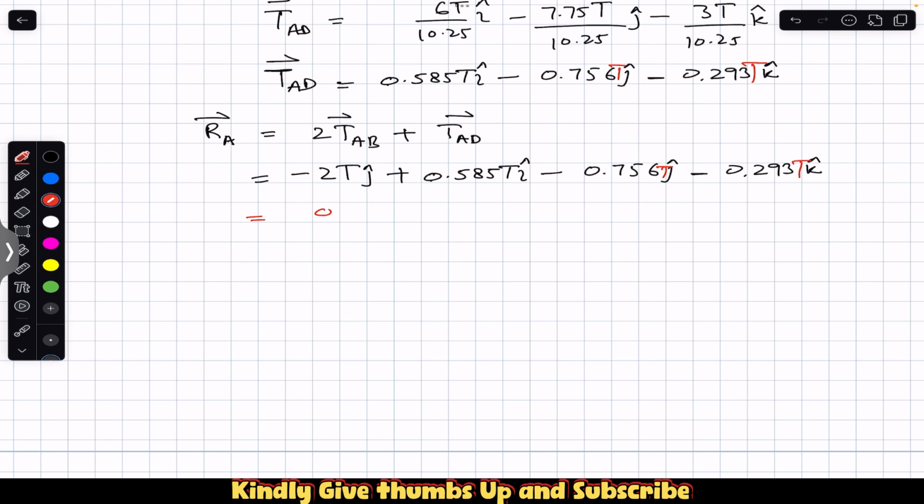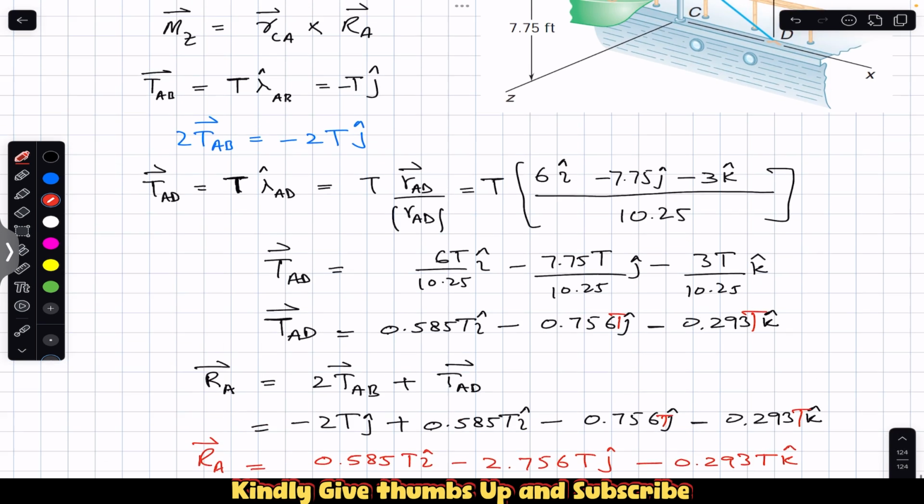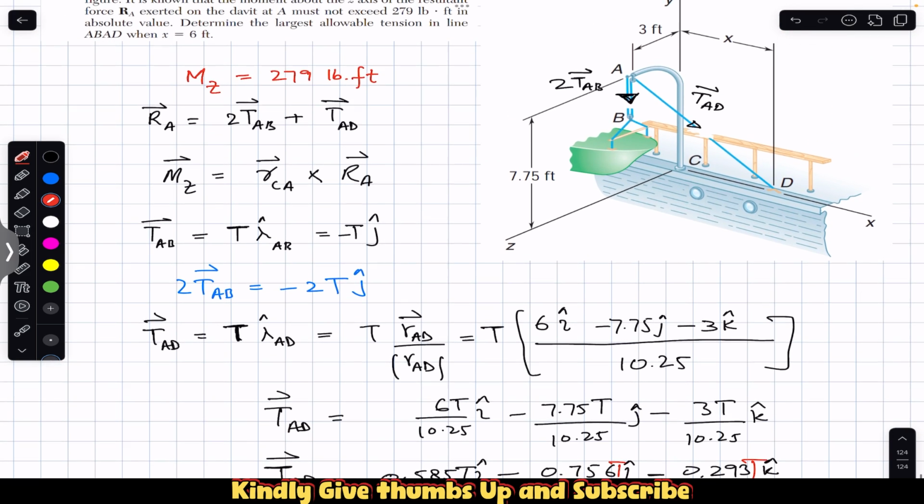So this resultant will be 0.585 Ti, and we can add this minus 2 plus this. So this will become minus 2.756 Tj and minus 0.293 Tk. So this is the resultant at that point A due to the tension in this wire.